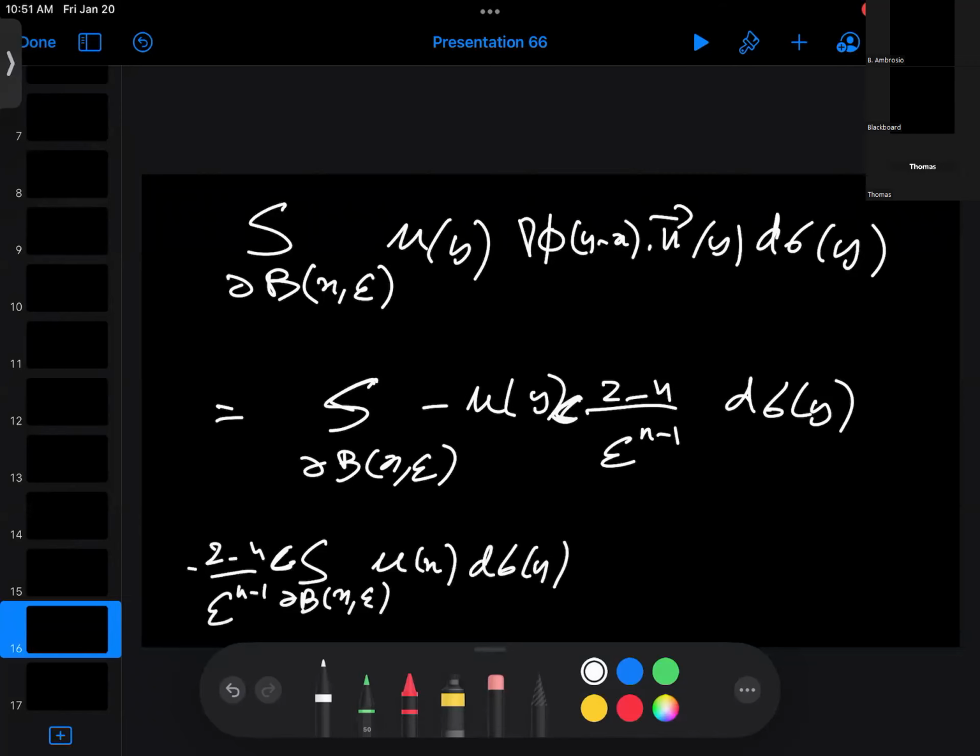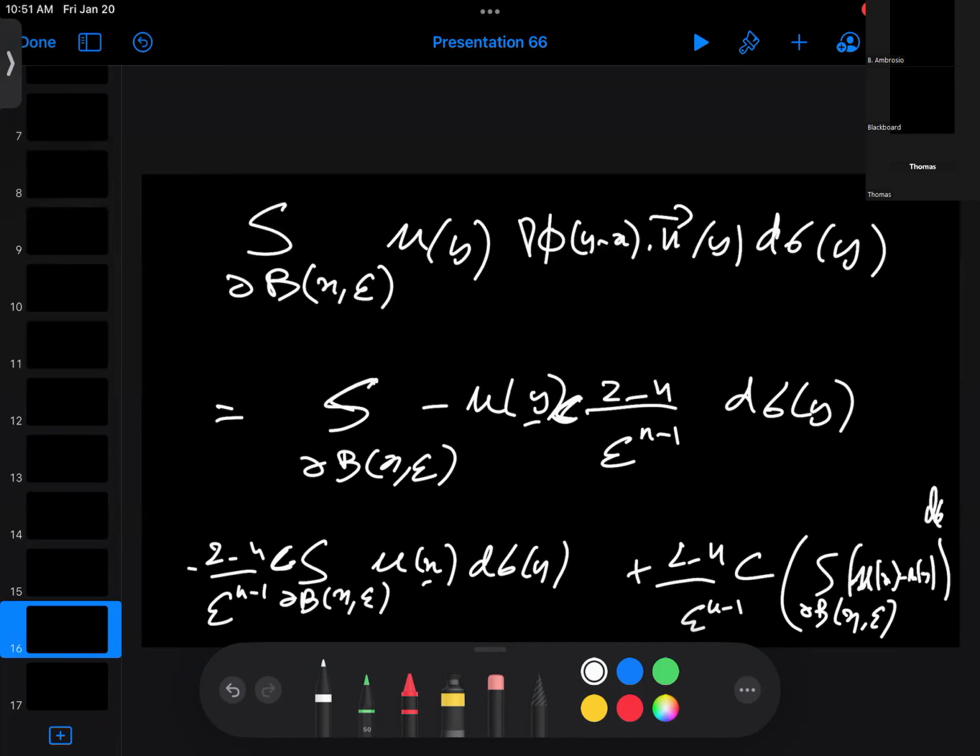Okay, and then this is new. I put x here. I have y, but here I put x. So I need to add plus (2 minus n) c epsilon to the n minus 1, integral over the border of B(x, epsilon) of u(x) minus u(y). Okay, now since u is regular, this thing will converge to 0. You can prove that this goes to 0.